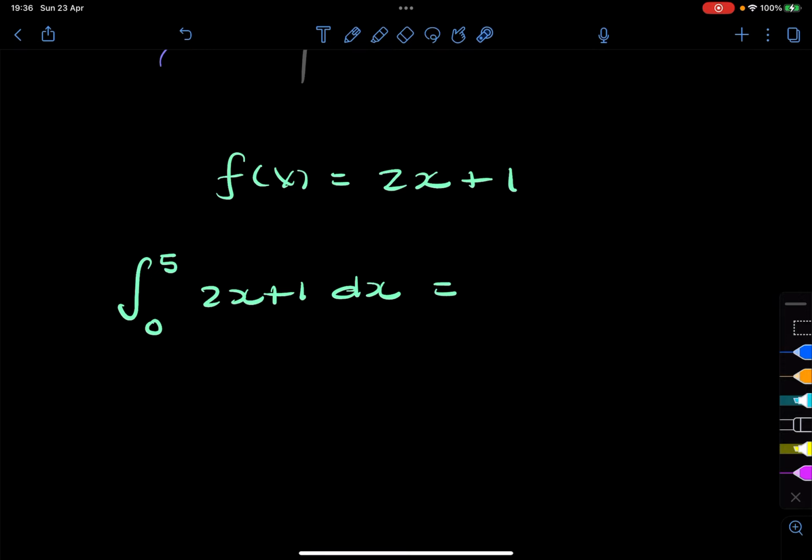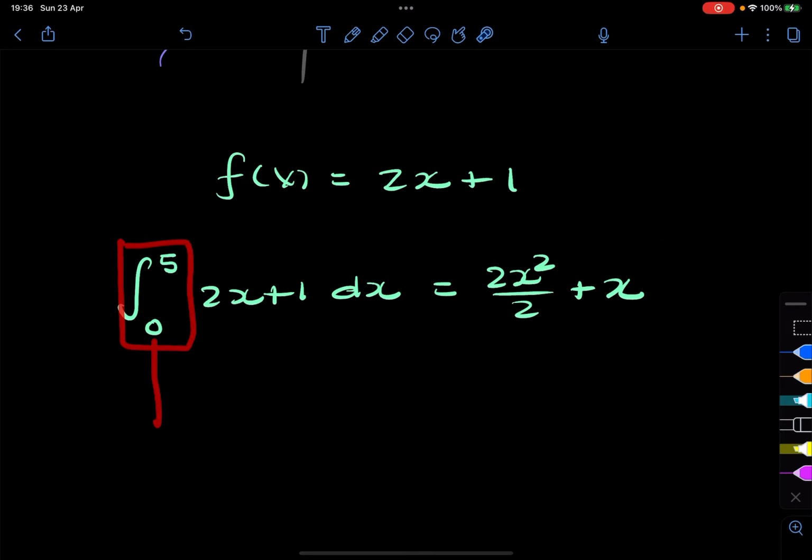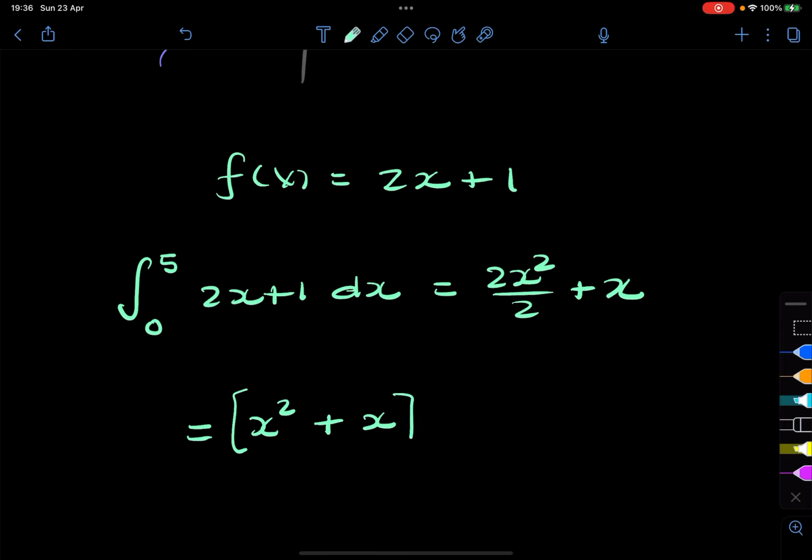Now when you integrate, you don't need these limits at all. So it's just 2x squared over 2 plus x. But the difference is we don't add a constant because it isn't an indefinite integral, it's a definite integral. We have these limits. So we can write that as x squared plus x from 0 to 5.